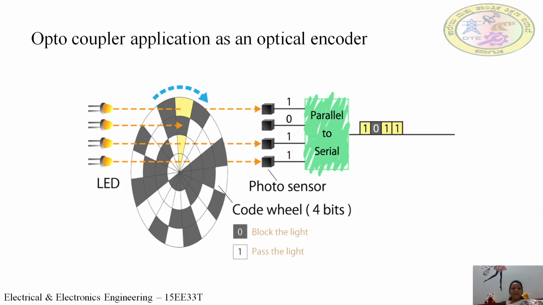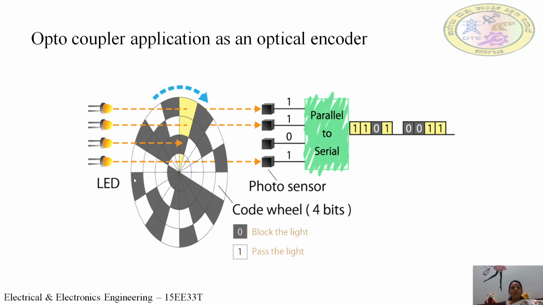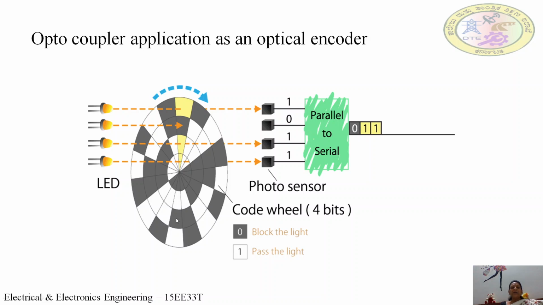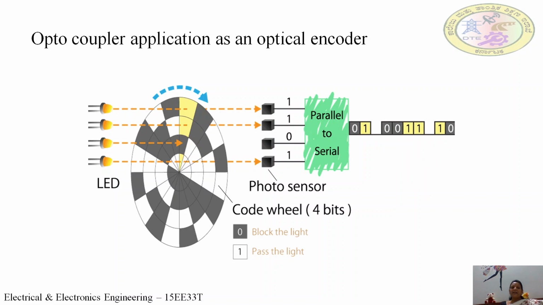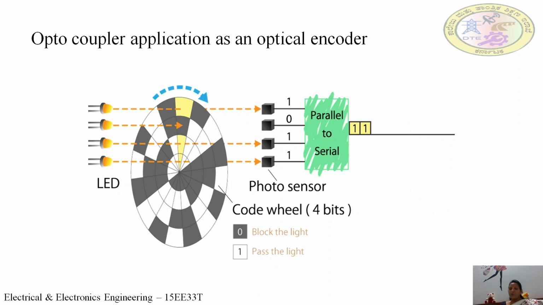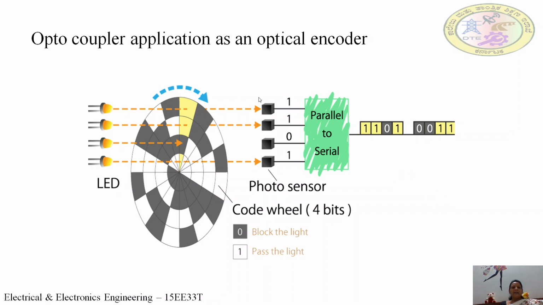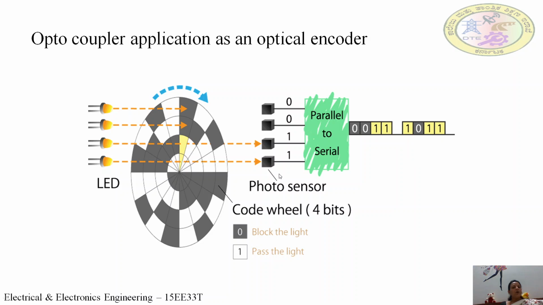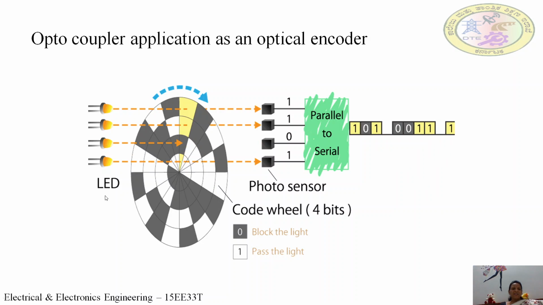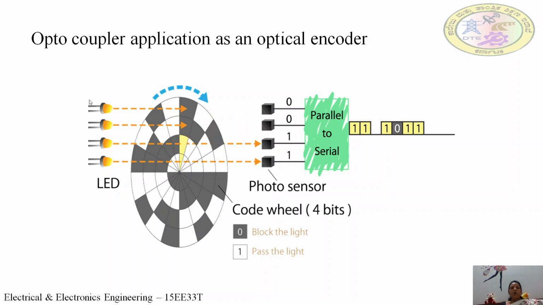So this optical encoder mainly consists of a coded wheel. The coded wheel has some opaque portions, that is non-transparent portions, and some transparent portions. Here there are 4 LEDs, and on the right side there are 4 photo sensors. So this is the arrangement of an optocoupler. On the left side you have the LEDs, on the right side you have the photo sensors.